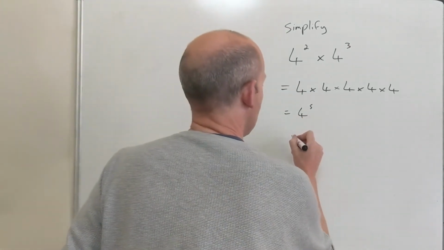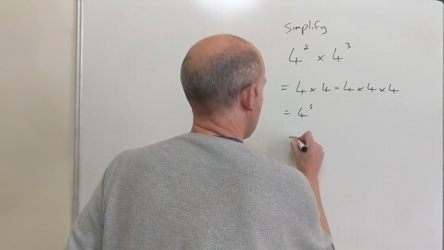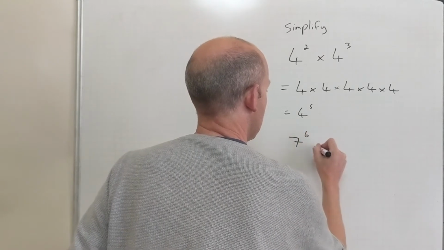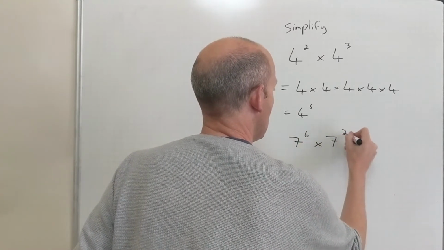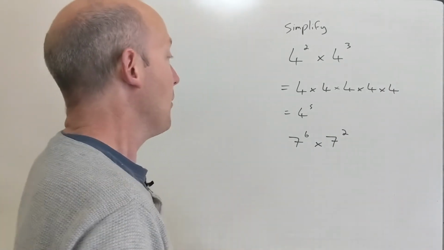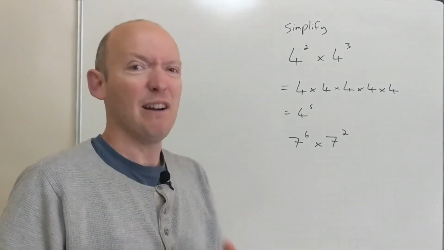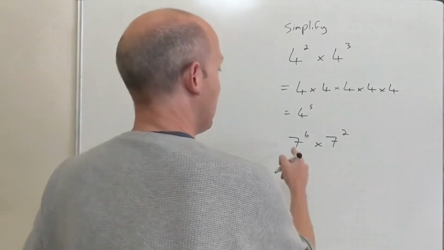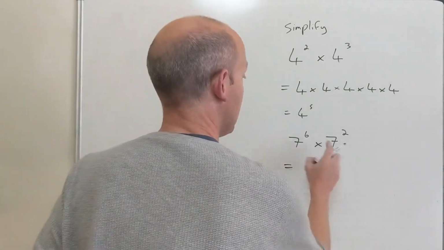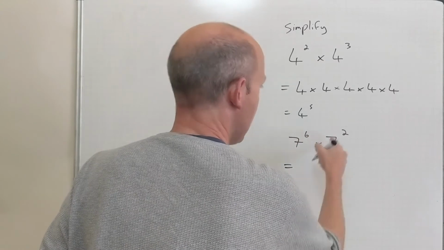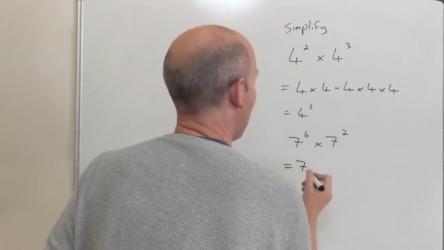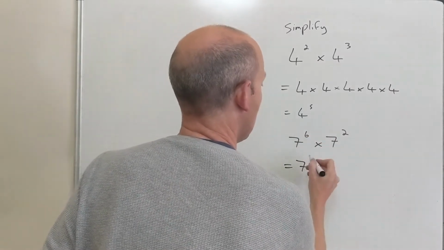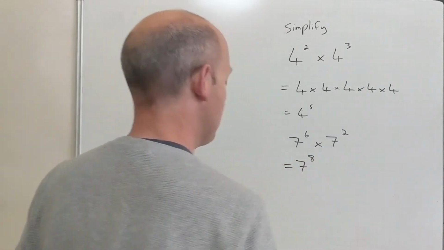Let's try another one. Let's go for 7 to the power of 6 times 7 to the power of 2. Well, again, as we said before with x's or y's, you don't actually need to write it out each time. The rule is if you're multiplying powers of the same thing, which we are, 7 to the 6 times 7 to the 2, then we add the powers together. So that's 7 to the power of 6 plus 2 makes 8.